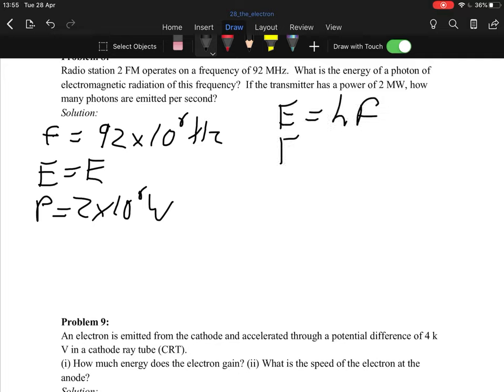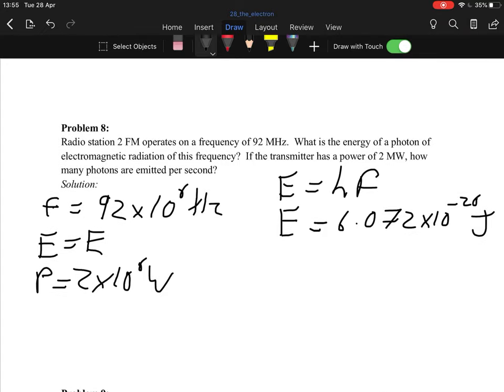All right, so what do we need to find first? What is the energy of a photon? Well, E equals HF. We have H, we have F. E equals, what did I get there? I got 6.072 by 10 to the minus 26 joules. Okay? So, how many photons are emitted per second?